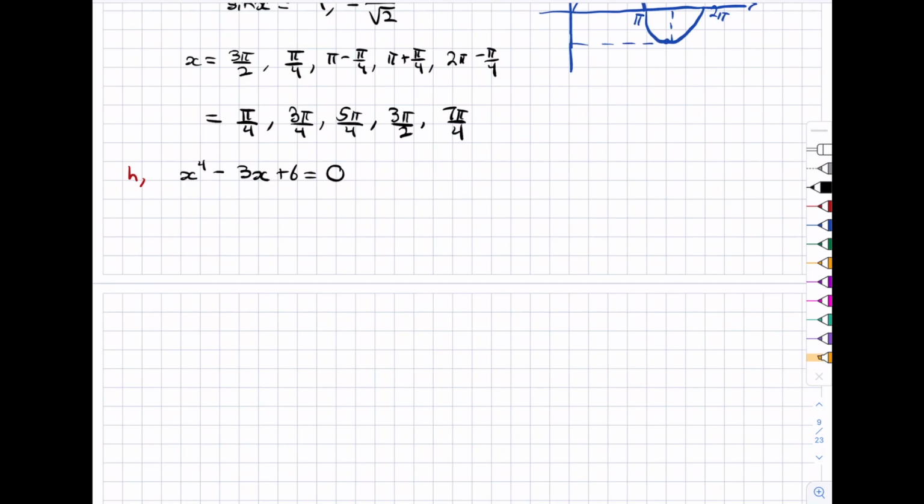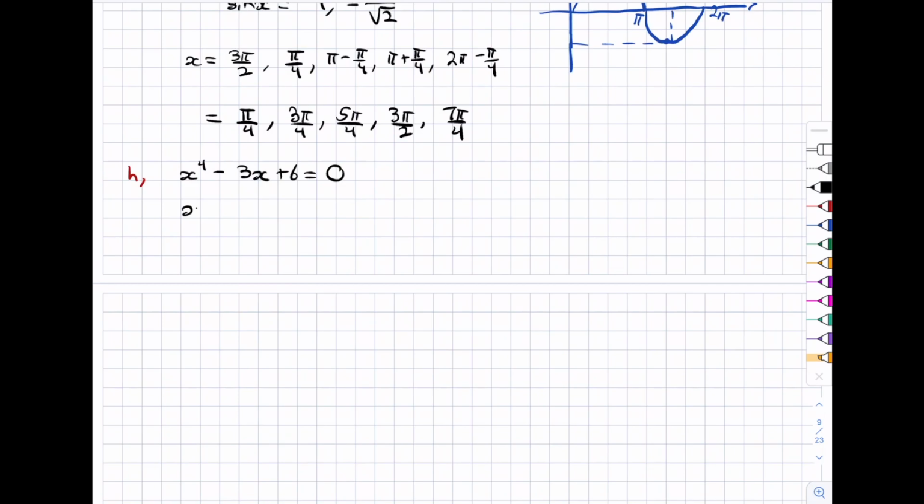Before I write that down, I notice that I have some terms that appear to be missing. The x cubed term appears to be missing. The x squared term appears to be missing. This is one of those scenarios where I like to physically see that they do exist, but they just have a coefficient of 0.